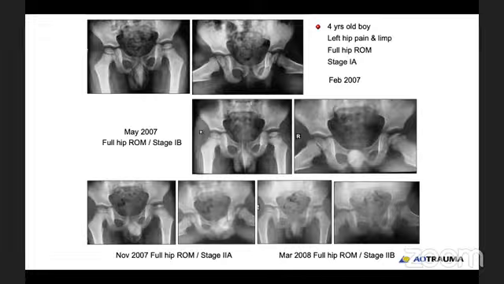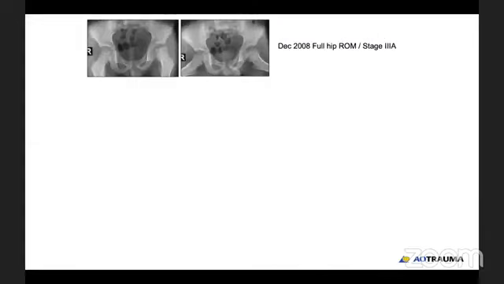This is now March 2008, a whole year after the symptoms, but the child had no pain. The child had a full range of motion. The x-ray looking really bizarre. I remember he took opinions from about 4 or 5 different surgeons, many of whom recommended containment surgery. We decided not to do that. This is now December 2008. You can see it has now progressed to stage 3A.